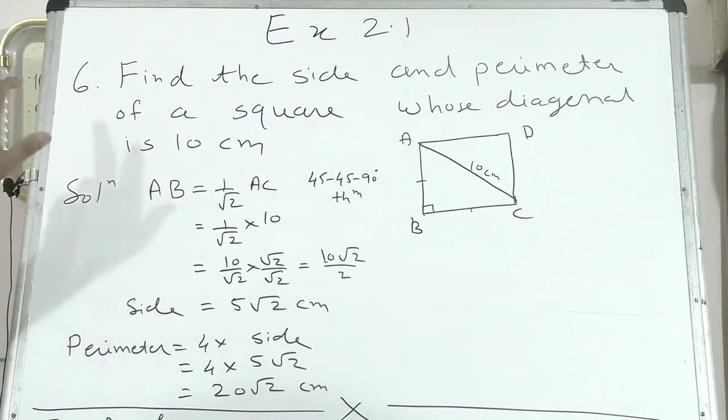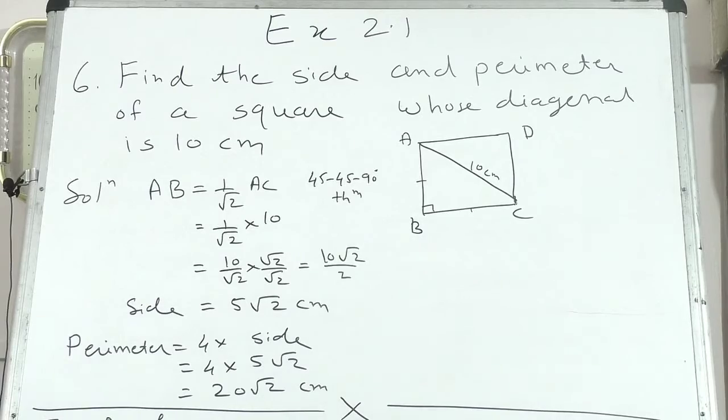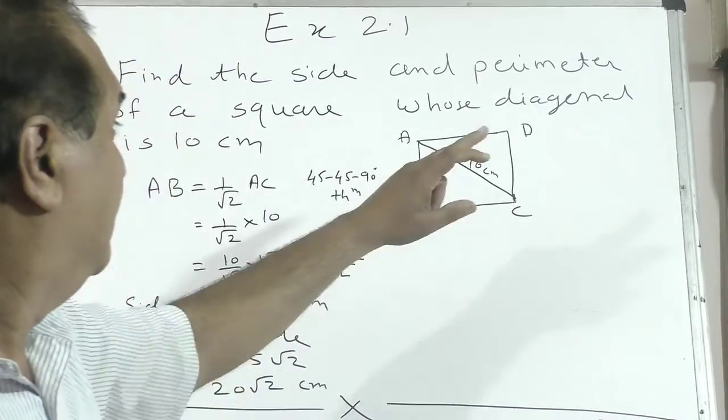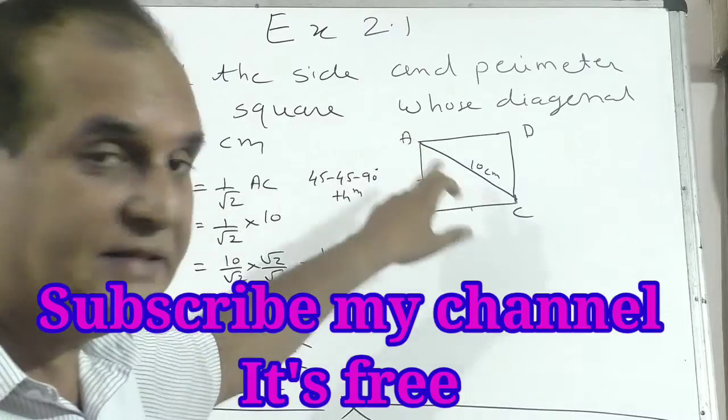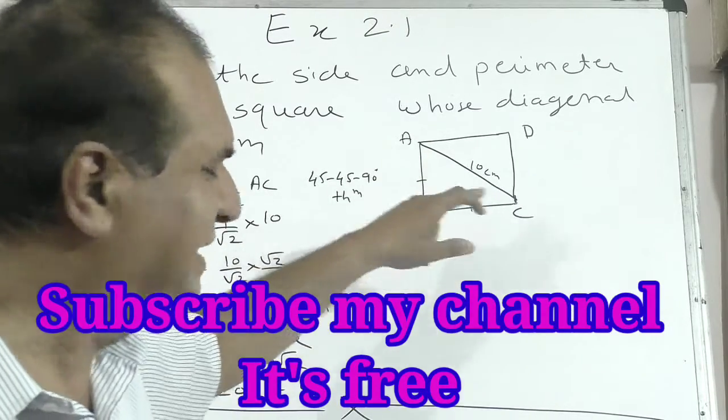Okay. Look at the sum. Find the side and perimeter of a square. Okay, square. You know all sides equal, whose diagonal is given this time, 10 centimeter. Diagonal. Just draw a normal square ABCD.